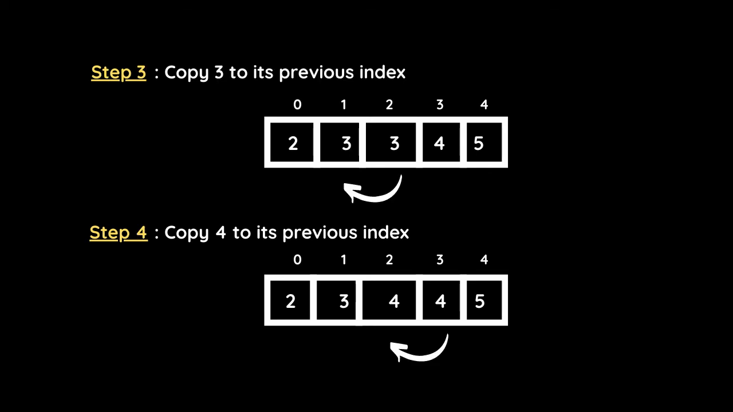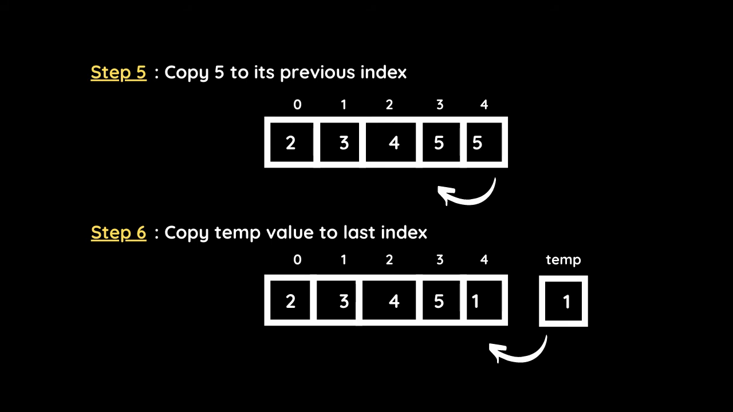which is 0. Now after this, in the third step, as you can see, we are copying 3 to its previous index, which means 3 was present at this index 2 and we are simply copying this value to index 1. Similarly, at the step 4, we are copying 4 to its previous index. So we are copying this 4 from index 3 to index 2. Now after this, one more time we will do this for the last index, which is 4th index. So this time we will copy 5 from index 4 to index 3.